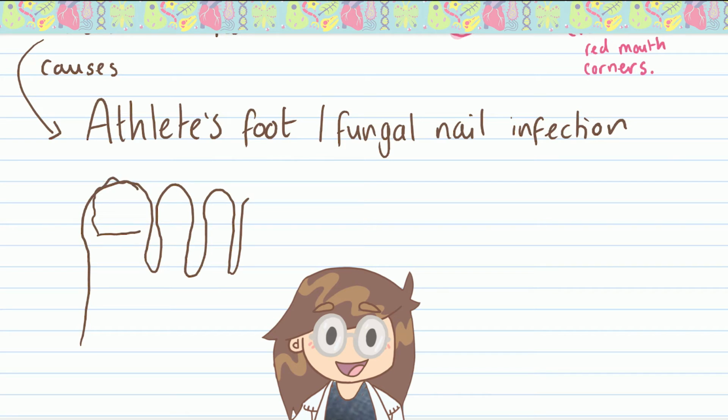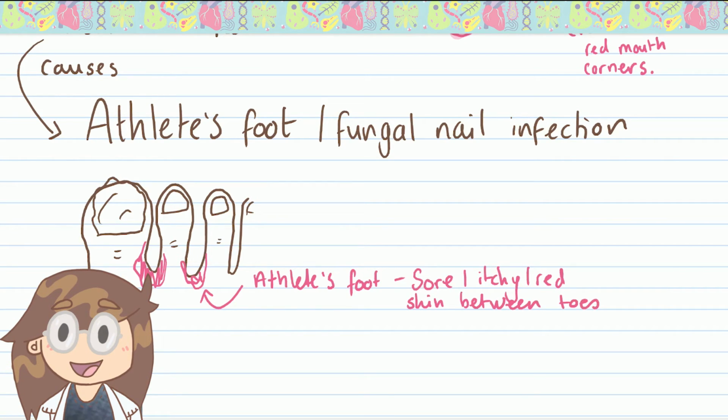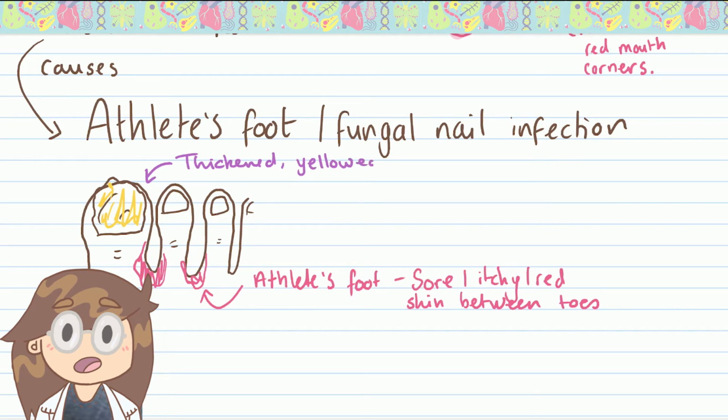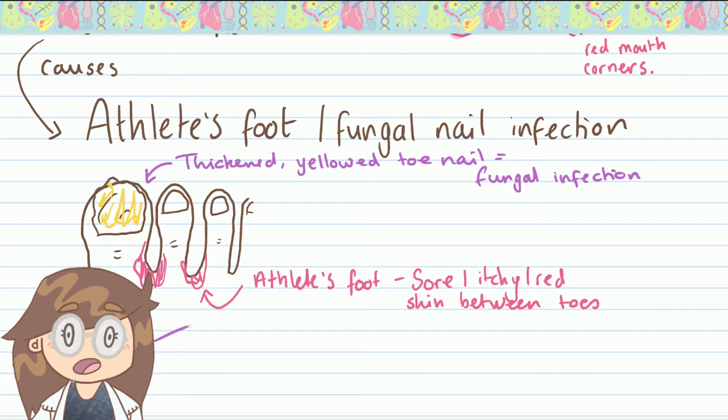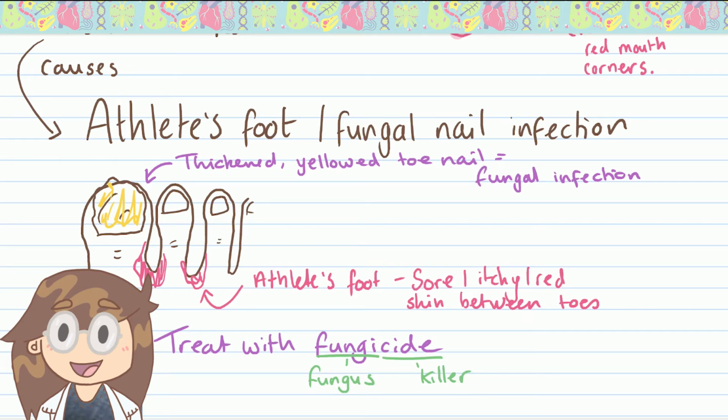infection. Athlete's foot is caused by an infection of fungus growing between your toes and on your feet, especially if you often wear shoes and do sports, because you're going to be making sweaty, warm conditions for those fungi. So this just leads to itchy patches of red, sore skin. If the fungus infects the nail, it can lead to it becoming thickened, yellow and crusty. Ugh. Luckily, both can be treated fairly easily with fungicidal creams or sprays. Cide in science just means killer, so fungicide is going to be killer of fungus.